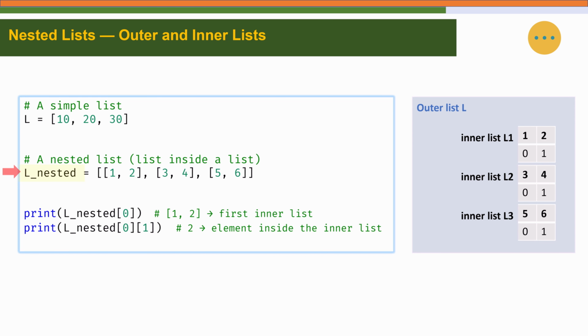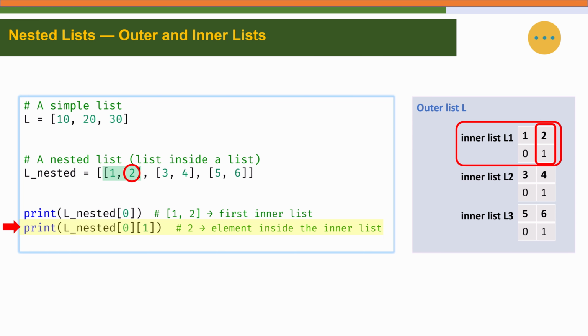So in this structure, L_nested is our outer list because it holds other lists, and each of [1, 2], [3, 4] and [5, 3] is an inner list. If we access L_nested[0], we get the first inner list, that is [1, 2]. But if we go one level deeper, that is L_nested, we supply two subscripts, 0 and 1. That means we access the second element inside the inner list, which is 2.